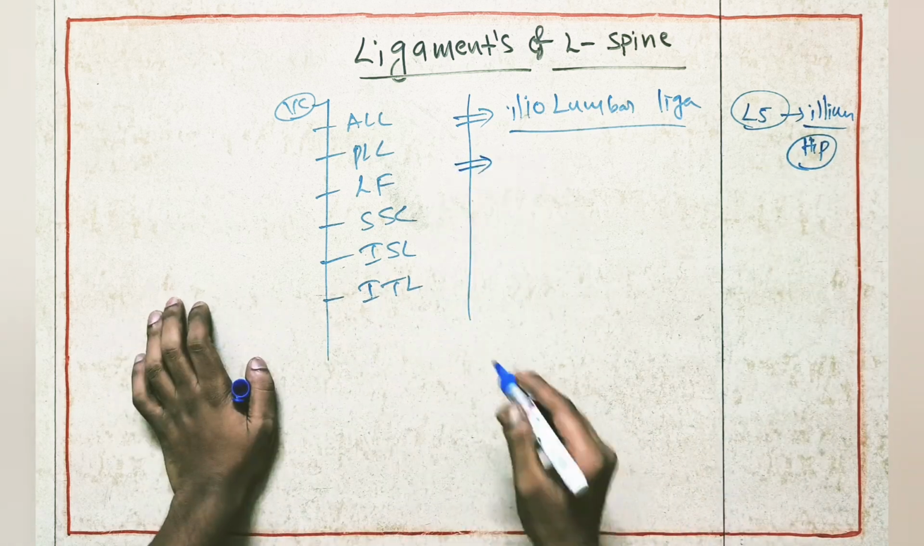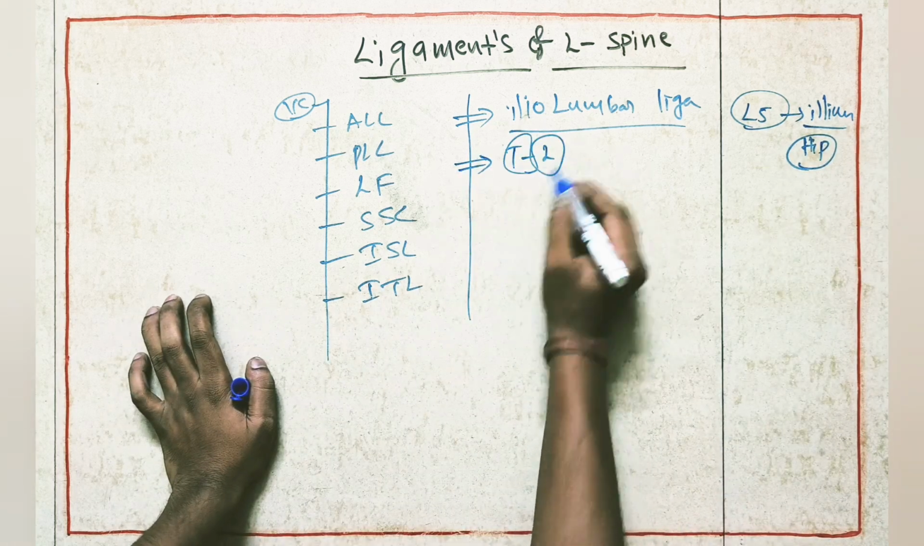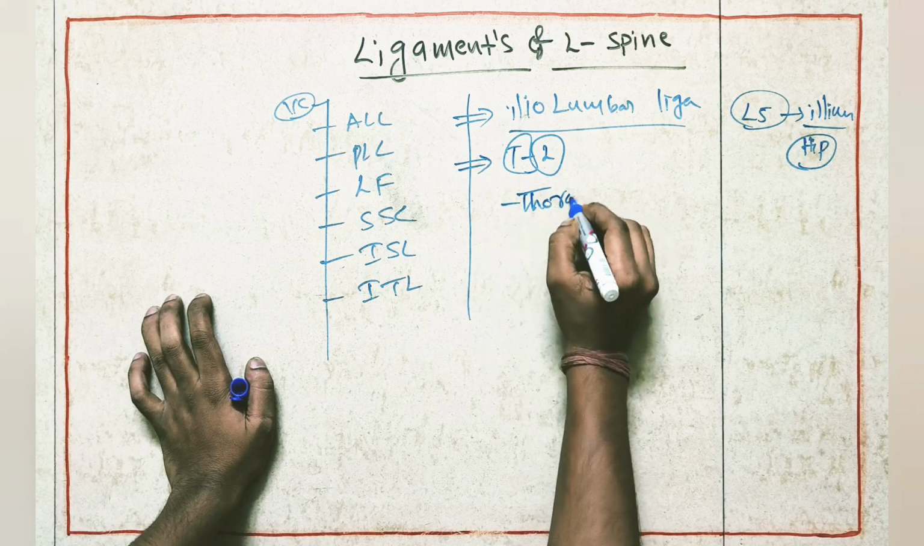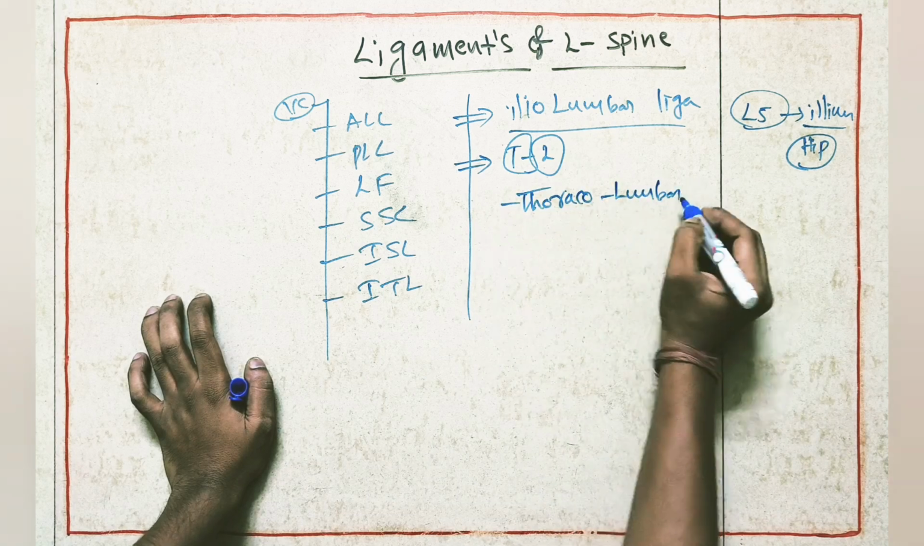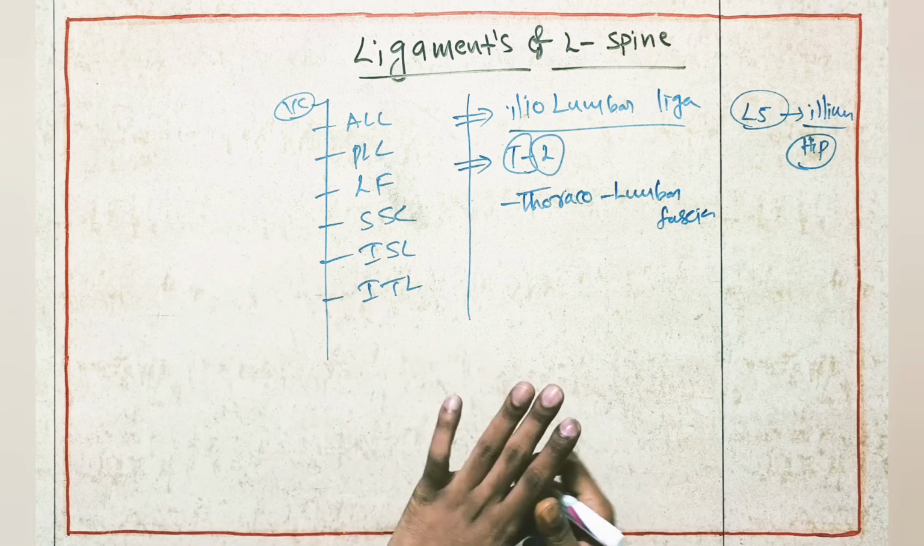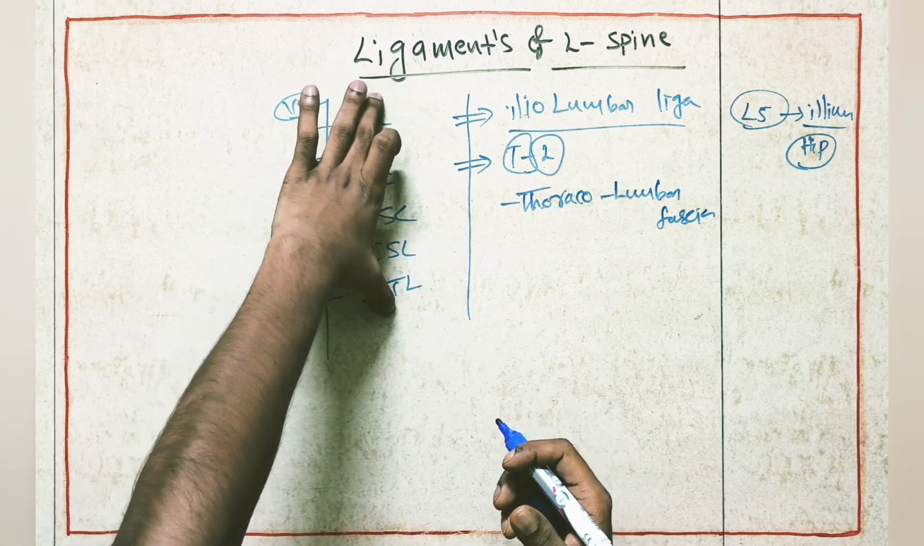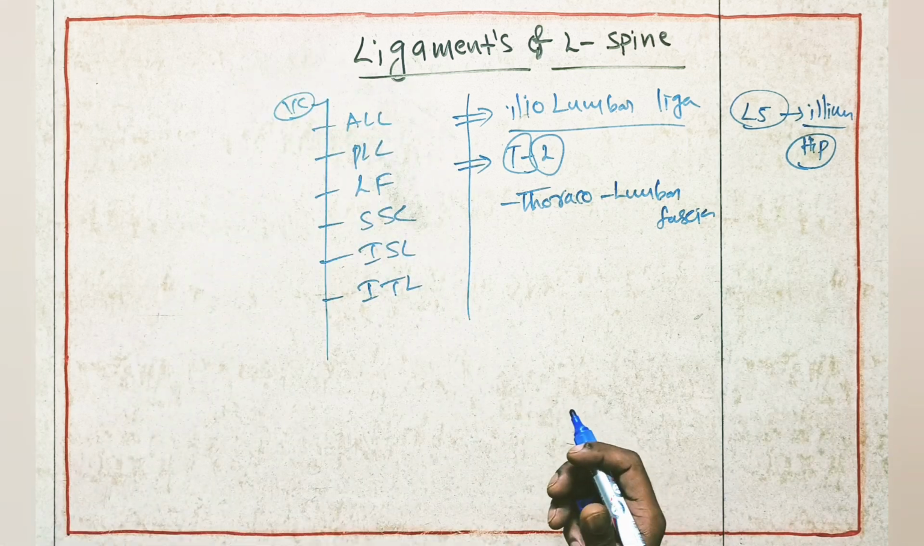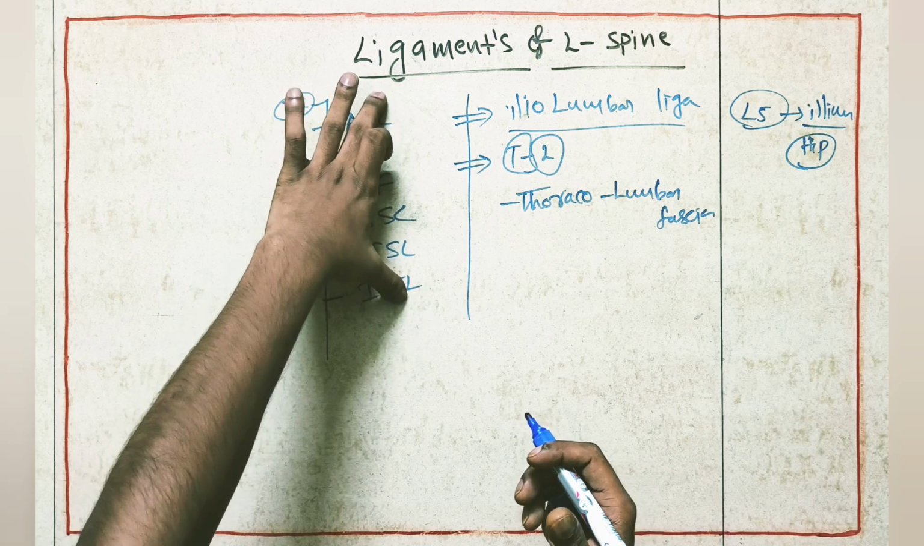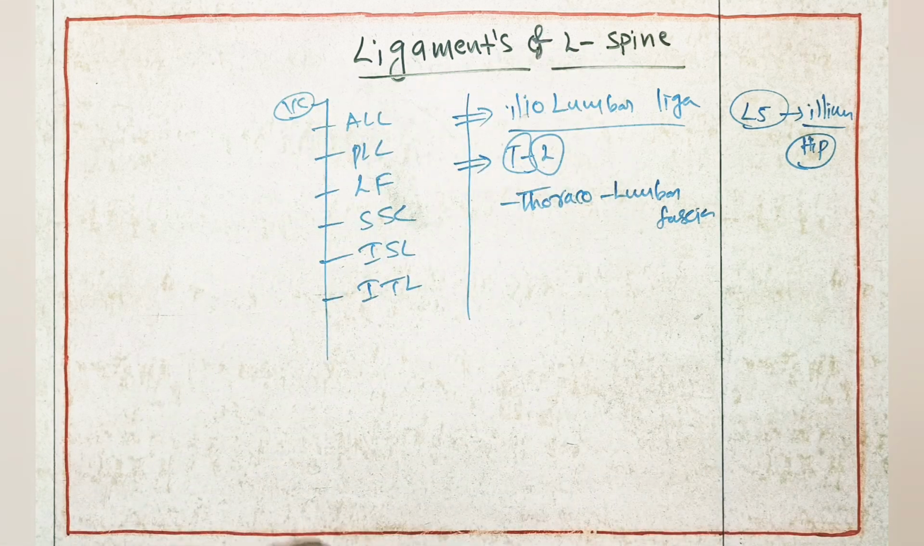And one more special structure of the thoracic region and lumbar region is the thoracolumbar fascia. So this we have to see. First we'll see what the specialties of these ligaments are in relation to the lumbar spine.